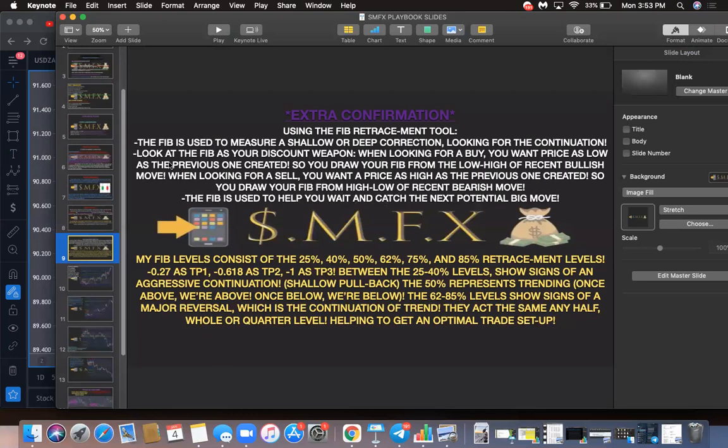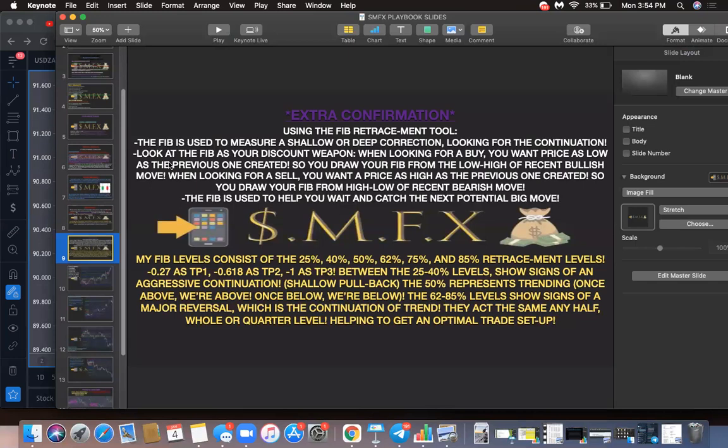My fib levels consist of the 25%, 40%, 50%, 62%, 75%, and 85% retracement levels. I also have the negative 0.27 as TP1, take profit 1, the negative 0.618 as TP2, and negative 1 as TP3. Between the 25 and 40% levels, you'll see signs of an aggressive continuation, a shallow pullback.